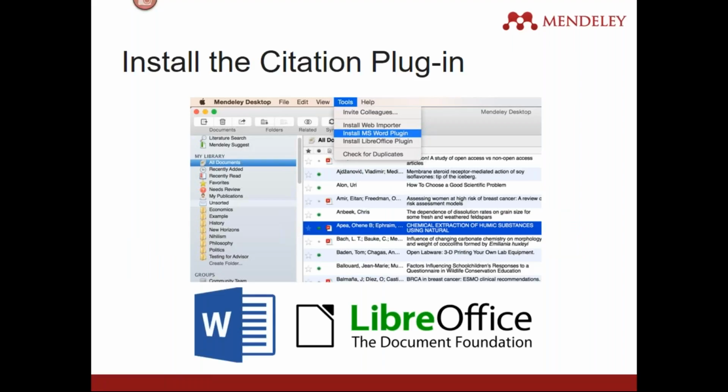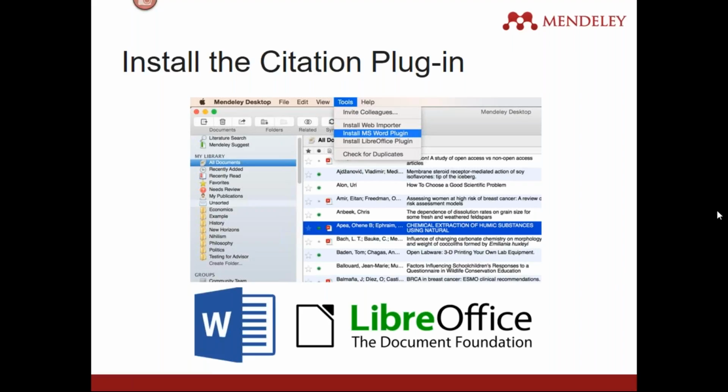You will first need to install the citation plugin. This can be done via the tools menu within Mendeley Desktop. The citation plugin supports Microsoft Word for Windows and Mac, and the free alternative LibreOffice for Windows, Mac and Linux. Depending on which of these you have installed, you will be prompted to install the plugin for the one you have on your computer.